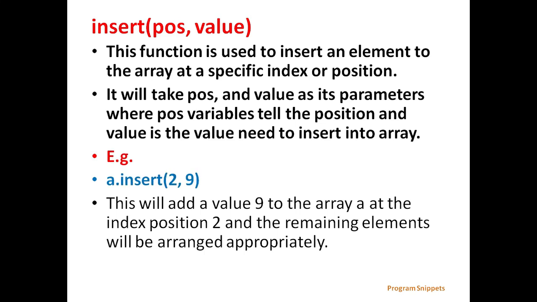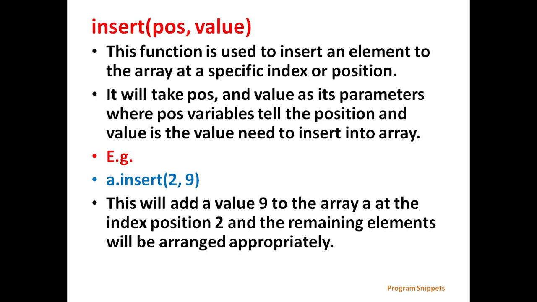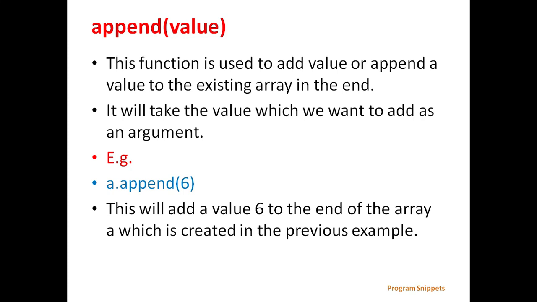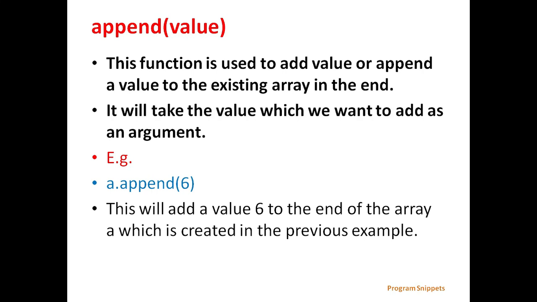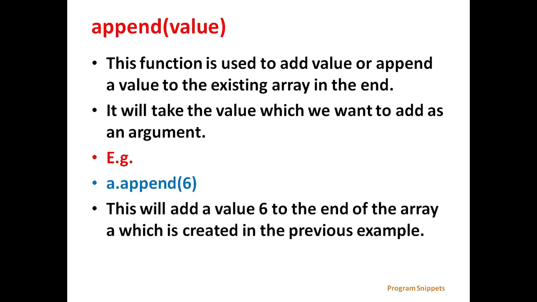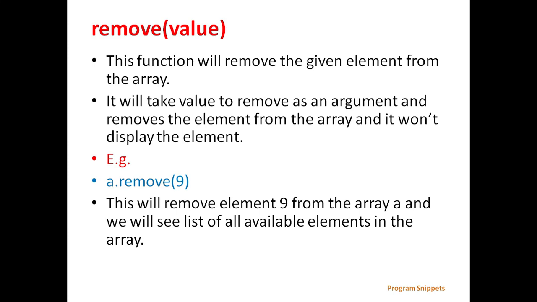For example, a.insert with parameters 2, 9. This will add a value 9 to the array A at the index position 2 and the remaining elements will be arranged appropriately. Next is append with parameter value. This function is used to add or append a value to the existing array at the end. It will take the value which we want to add as an argument. For example, a.append 6. This will add a value 6 to the end of the array A which was created in the previous example.